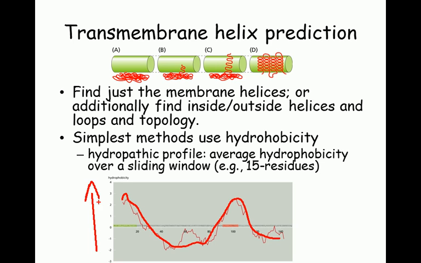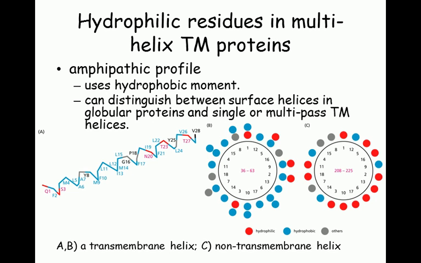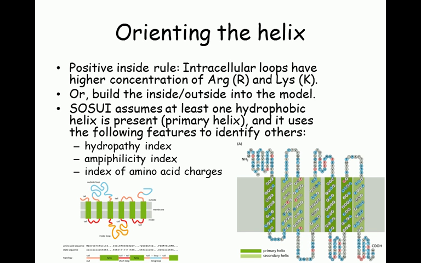So if this is the hydrophobicity scale, you can easily see which portions are stretches of highly hydrophobic amino acids, or stretches of hydrophobic amino acids. Those will be the transmembrane regions. Those will be the regions that are embedded in the membrane. But this doesn't tell you which side is inside, which side is outside. Right? So is this the inside? Is that the outside? There are some additional rules that you can use to orient your helix.